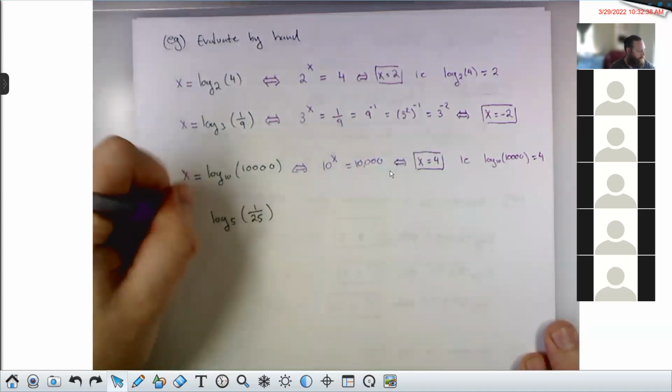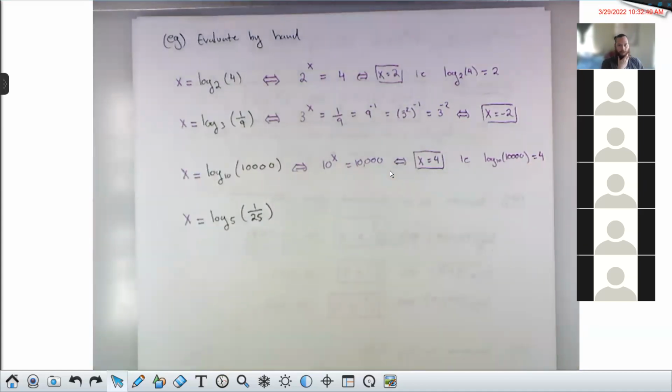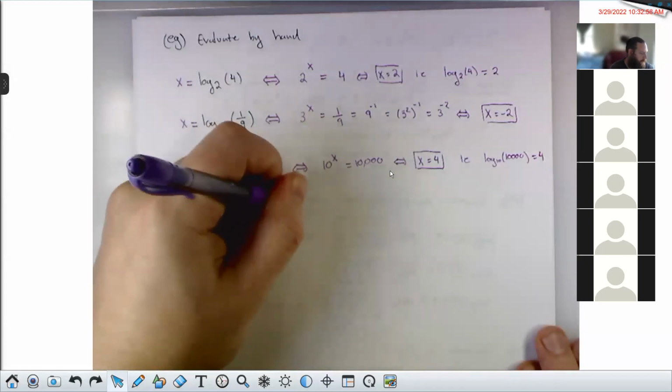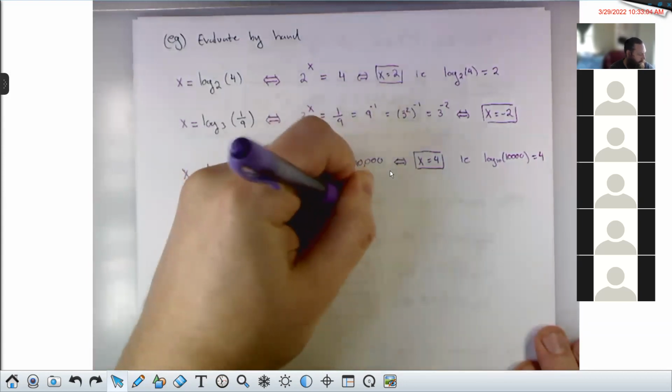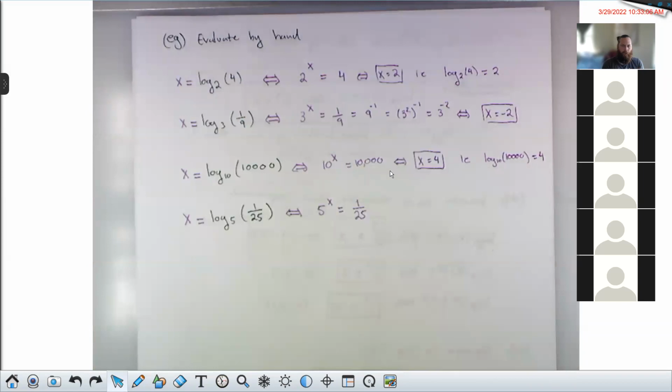All right, you guys do this last one. Someone tell me what do I start with here? 5 raised to x equals 1 over 25. Very good. So I translate this into a statement about exponents. And then from here, you can either start trying to manipulate the right-hand side like we did here, or we can reason our way there, and there's no harm in that.